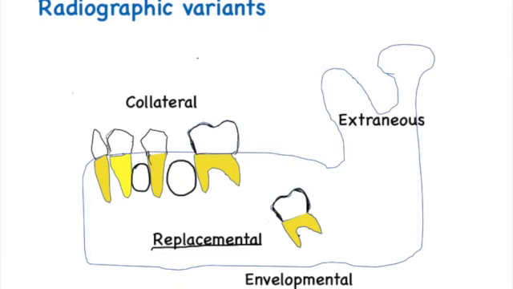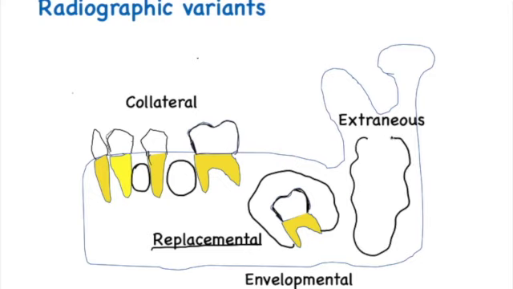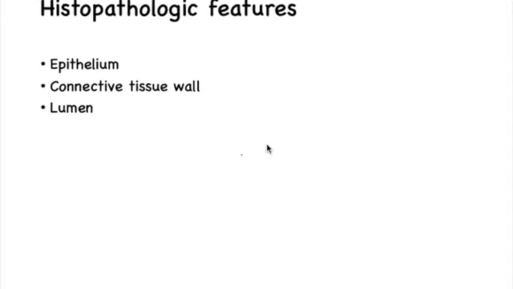Now we have the envelopmental type of OKC, where the entire OKC is engulfing the tooth. So the tooth is inside the cystic cavity of OKC. It's called the envelopmental type of OKC. Now OKC occurring in the ramus in a large size is called the extraneous type of OKC. So these are the 4 variants radiographically that we see in OKC. Let's understand the histopathologic features of OKC.